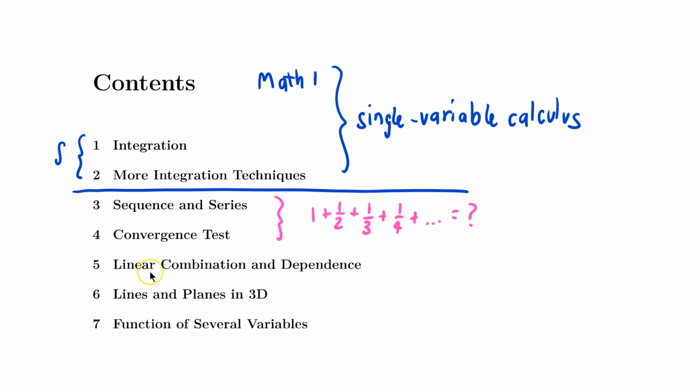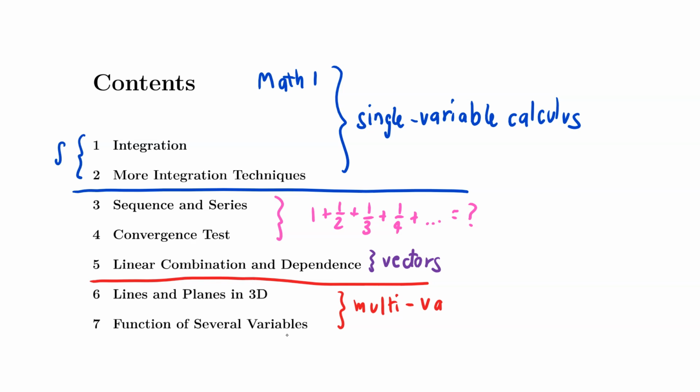Lecture 5, linear combination and dependence, is going to be a standalone lecture about vectors. And lectures 6 and 7 are going to be about the equations of line and plane in 3 dimensions and functions of several variables. So the last 2 lectures here are going to be a part of what we call multi-variable calculus. So here we're going to talk about calculus where we have more than one variable now.